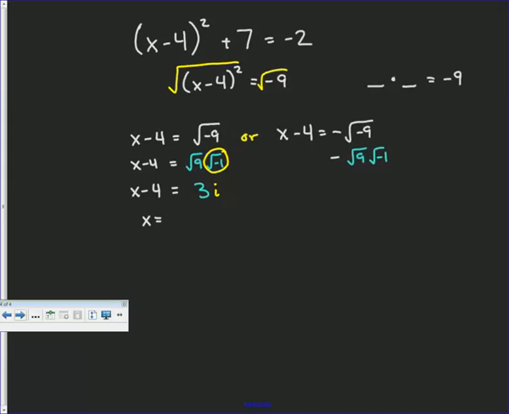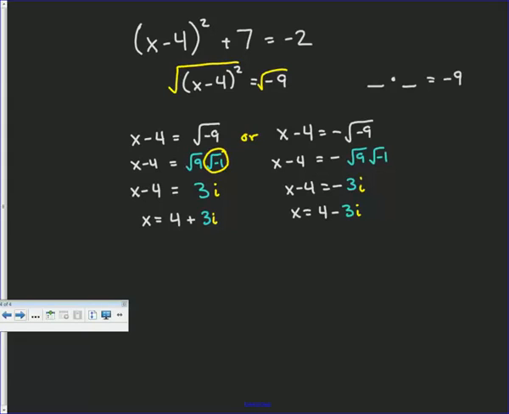And to solve for x, I would add 4. So 4 plus 3i. And on the other side, it's pretty much exactly the same steps, right? We still have our x minus 4. So x minus 4 equals negative 3i. And then when we solve, if we add 4, that's 4 minus 3i.